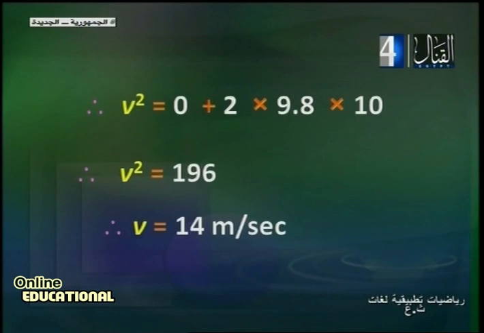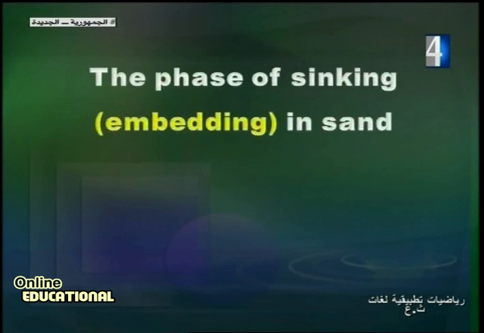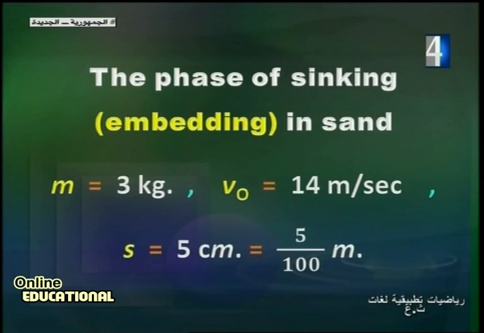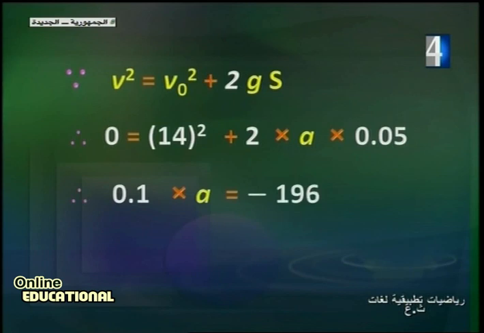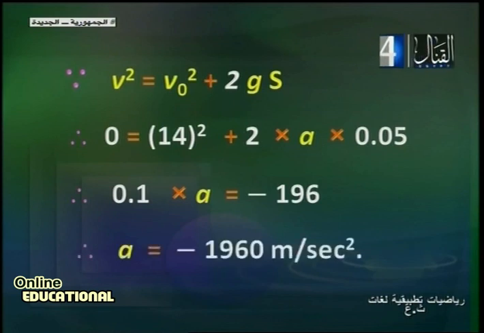Now, when the body moves in the sandy soil, the mass of the body equals 3 kilogram. Its initial velocity 14 meter per second, and the final velocity equals 0. The distance in the sand equals 5 centimeter, which equals 5 over 100 meter. Now we can use the relation v squared equals v node square plus 2as. The acceleration in this case equals a. Then 0 equals 14 power 2 plus 2 multiply a multiply 0.05. 0.1 times a equals negative 196. Then the acceleration equals negative 1960 meter per second square.